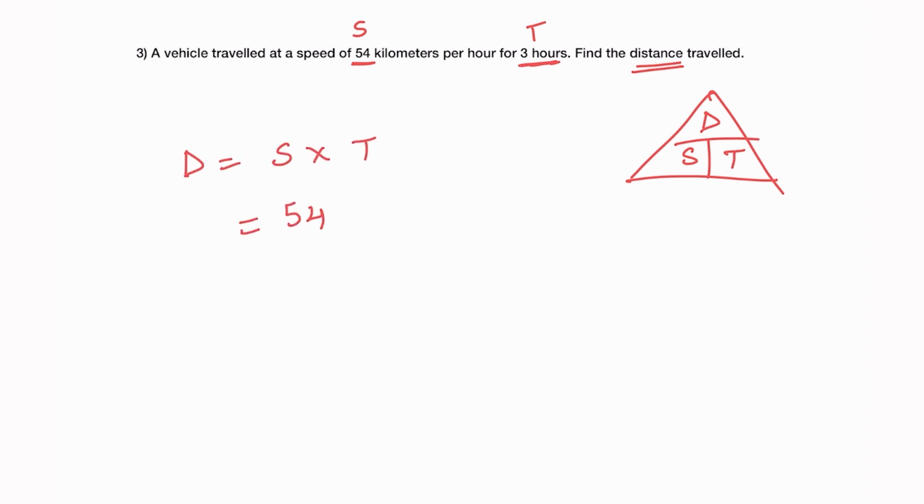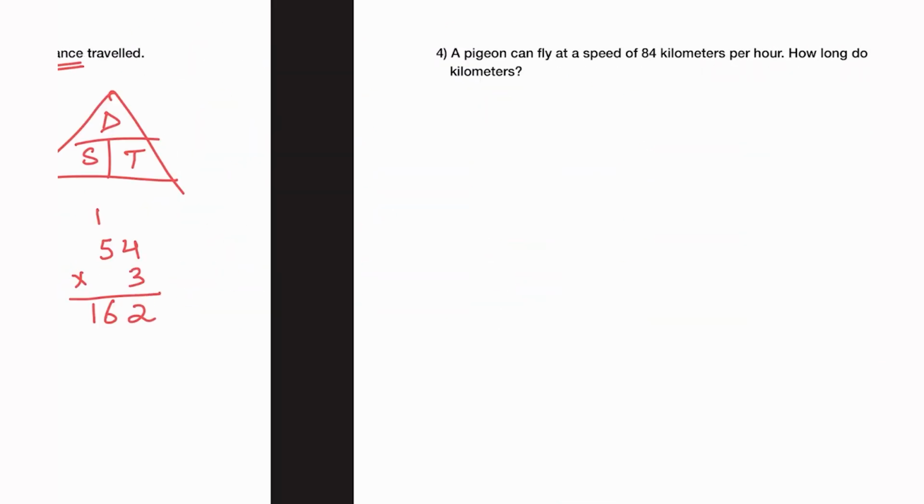So distance equals speed times time. And the speed is 54 kilometers per hour and the time is 3 hours. So 54 times 3. 4 times 3 is 12. So 2 here, 1 carry. 3 times 5 is 15. 15 plus 1 is 16. So that's 162 and the unit will be kilometers. And done. 3 questions already.